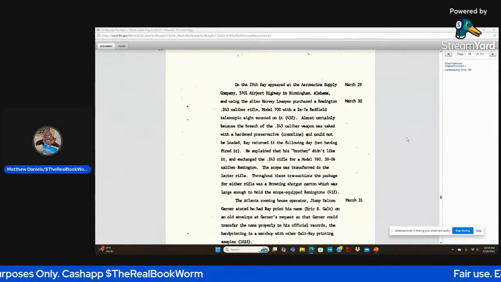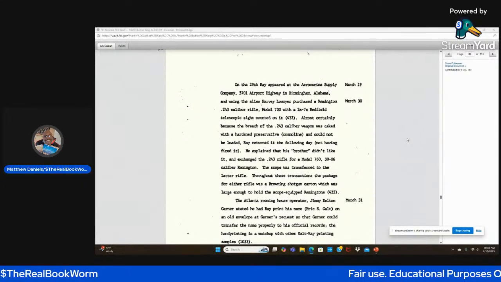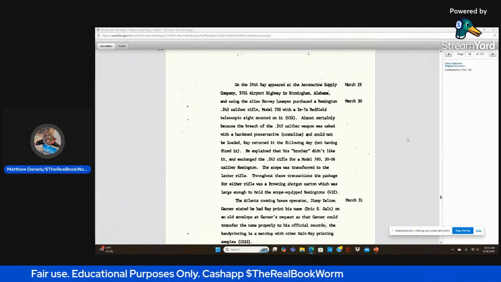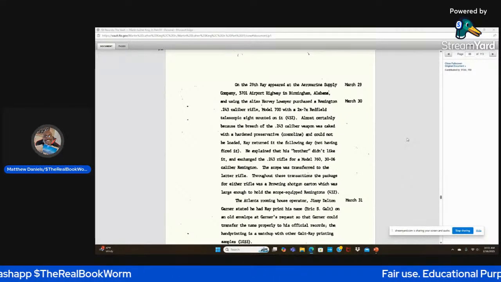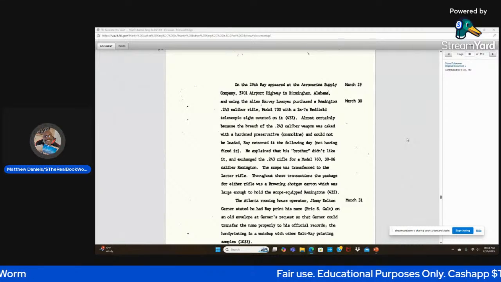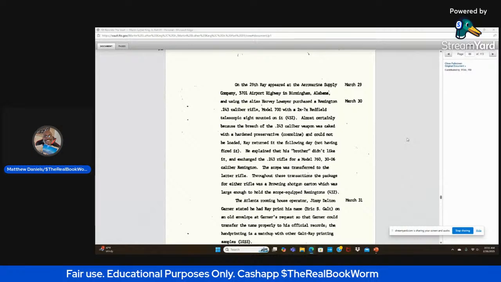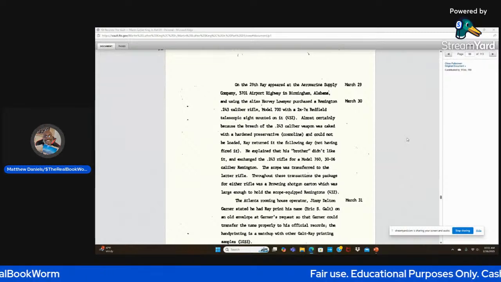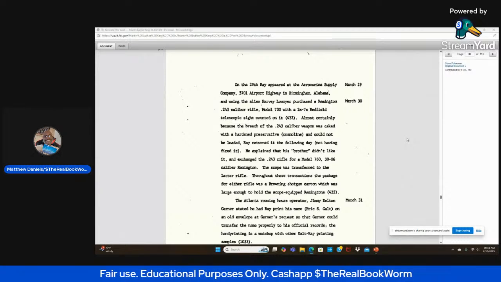On the 29th, Ray appeared at the Earl Marine Supply Company, 5701 Airport Highway in Birmingham, Alabama, and using the alias Harvey Lohmeyer, purchased a Remington 243 caliber rifle model 700 with the 2x7x Redfield telescopic sight mounted on it. So now that he's following Dr. King, he gets another alias, Harvey Lohmeyer, and he purchases a rifle.